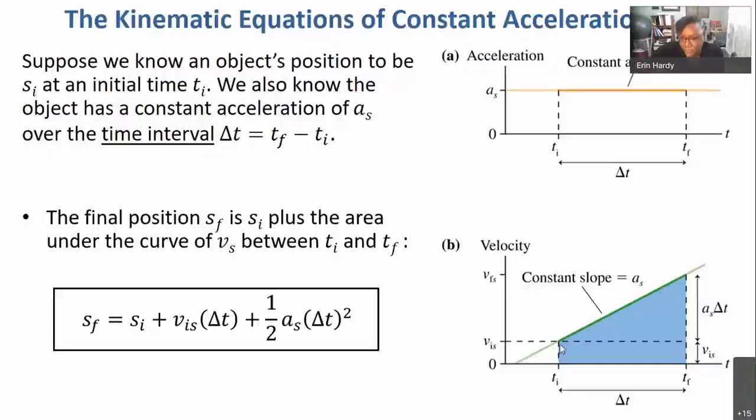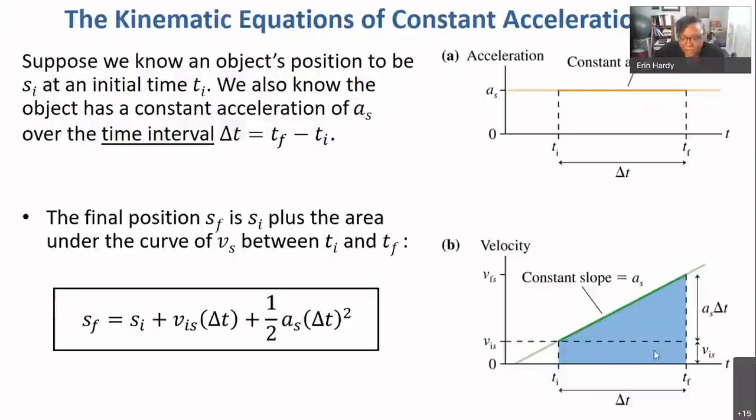Since this object is going from slow to fast, it's going to be traveling a greater number of meters each second than it did the second before. So it might go 1 meter for the first second, then cover 3 meters the next second, and then maybe 5 meters the next second. The speed getting larger means that the slope between t initial and t final is going to be non-zero.